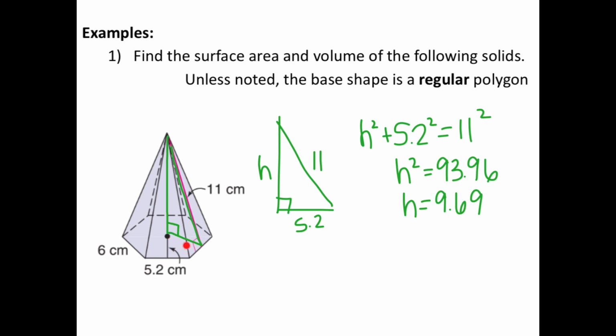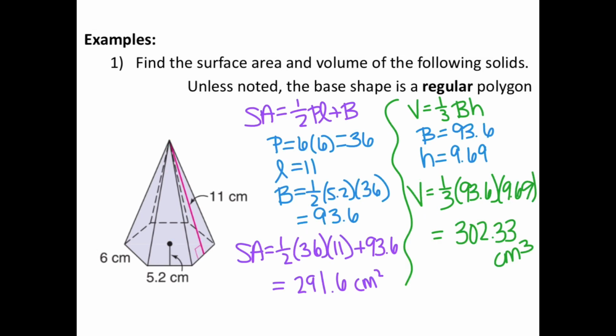So this green triangle, I'm finding the height. I know this distance to be 5.2 because that's the apothem no matter which side of the hexagon it's going to. It's going to be 5.2. The slant height is 11. So we're missing the height, and we can use the Pythagorean theorem to find that the height is 9.69. And then again, we use those numbers. Slant height's 11, height is 9.69, and we use them as necessary in the formulas.